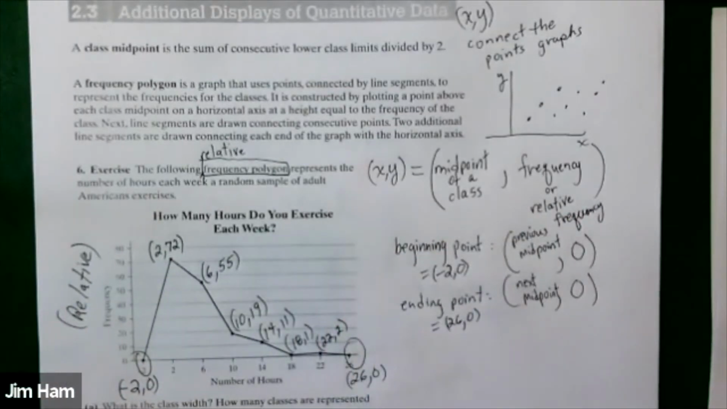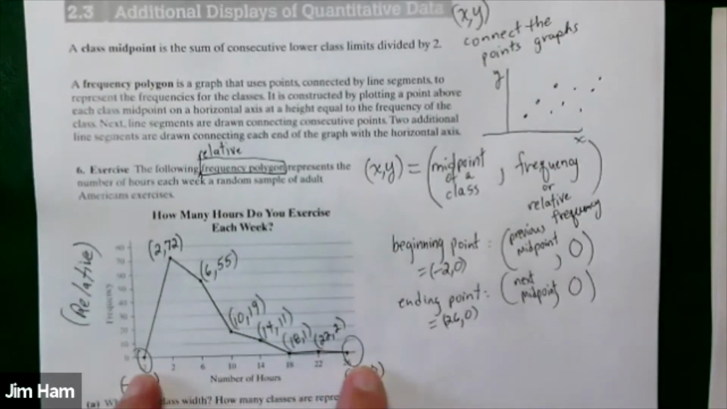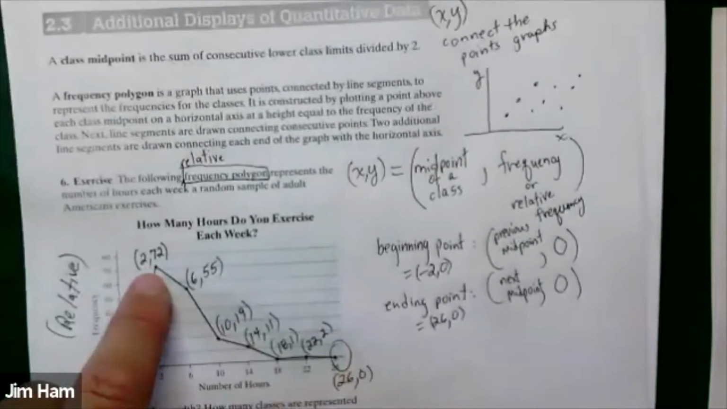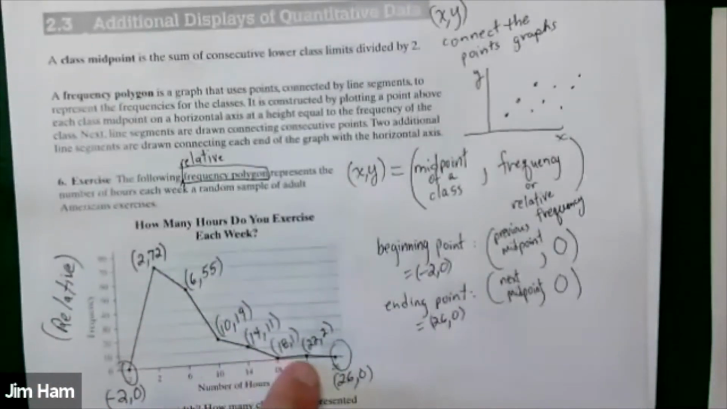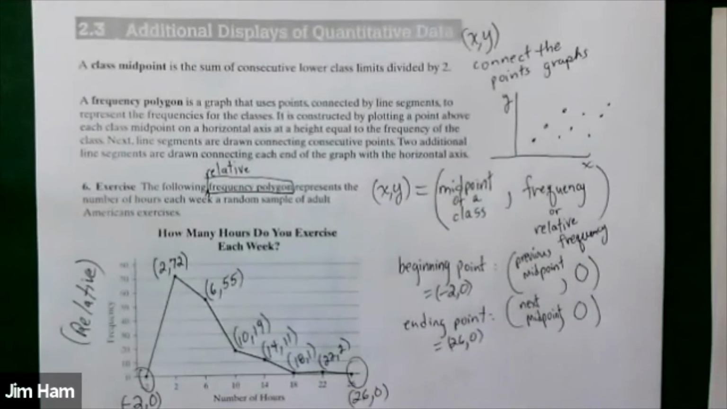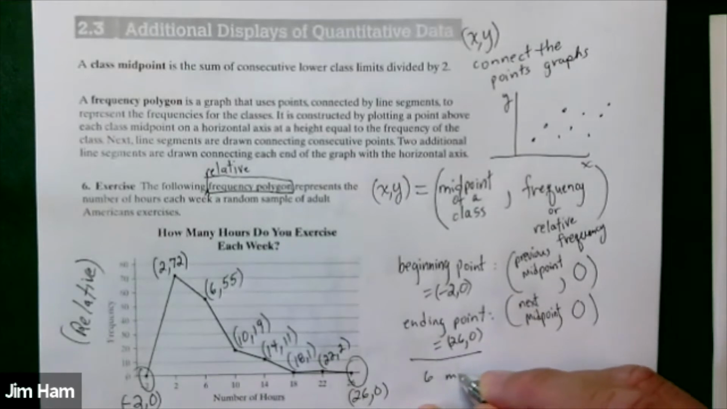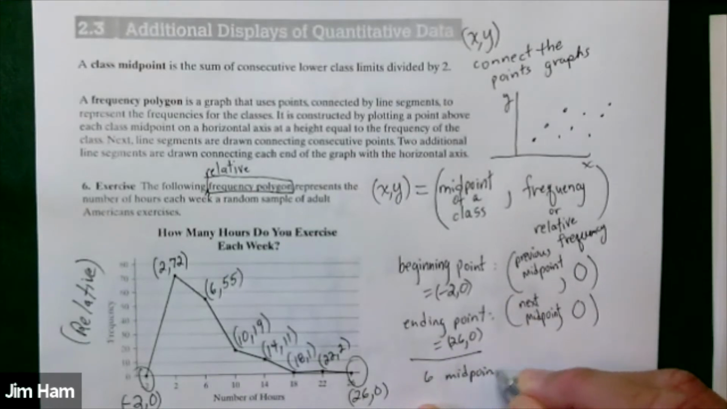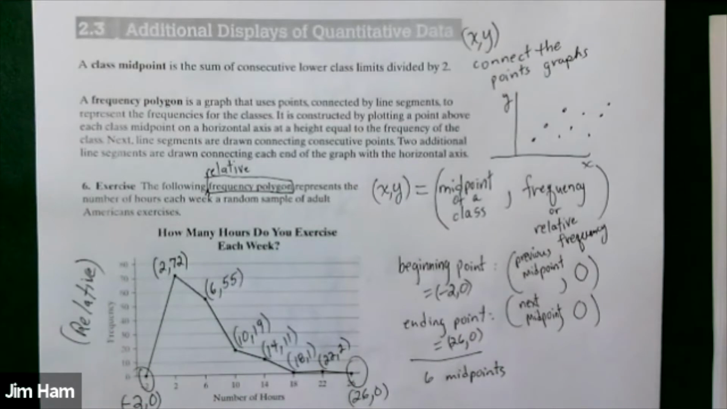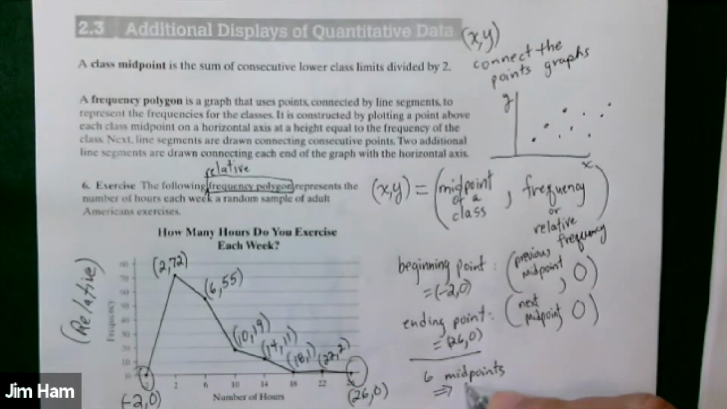So those are all the midpoints. And if you count all those midpoints, not the first and the last one, but everything in between, we have 1, 2, 3, 4, 5, 6. So there are 6 midpoints. And remember, this is 6 midpoints, not counting the first and the last. So that means that there are 6 classes.